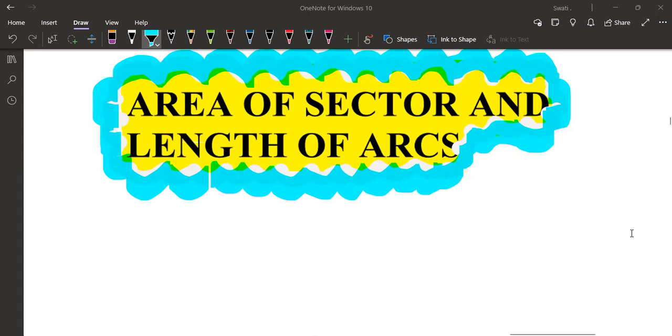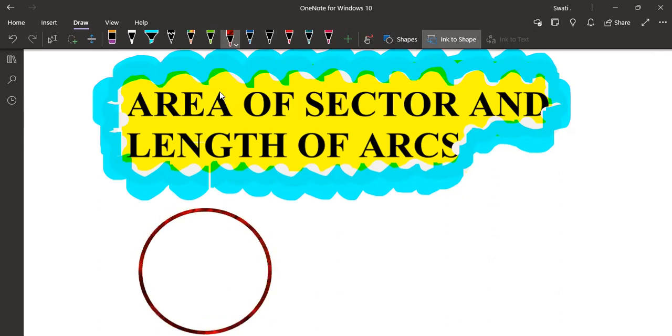Okay, a little bit of information about circle, and then we will start with the area of the sector and the length of the arc. So let's start with very basic information. Of course, this is a circle. In this circle, the point at the center, or the point at the middle, is called the center of the circle. So this point O is called the center of the circle.